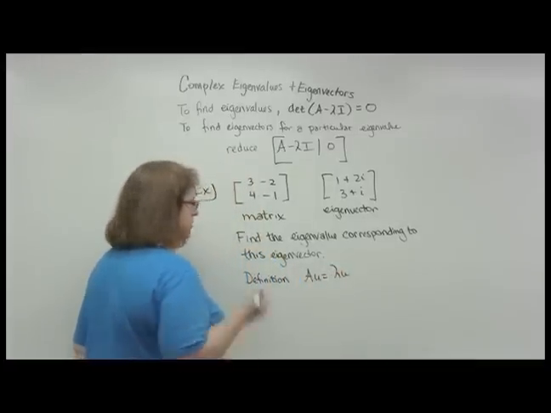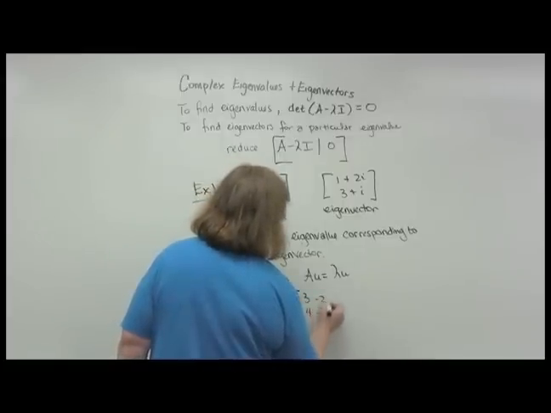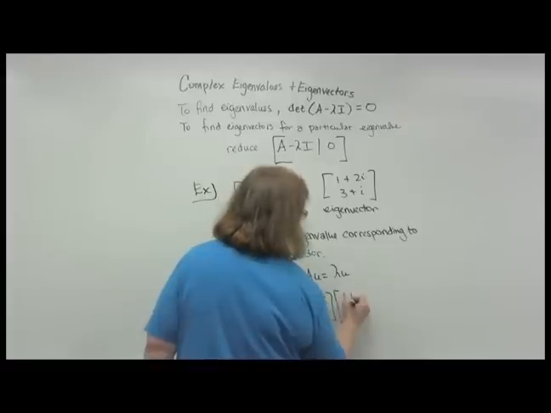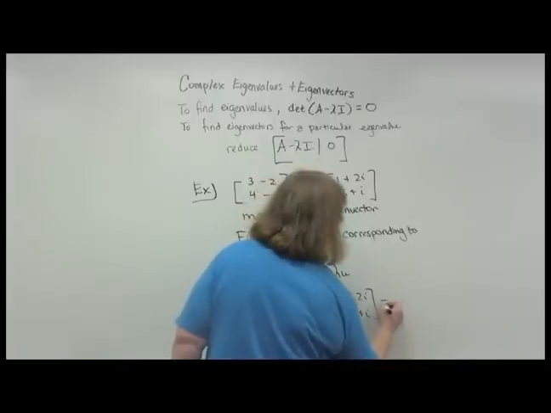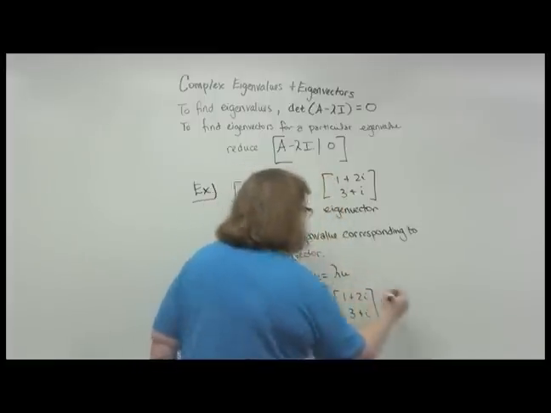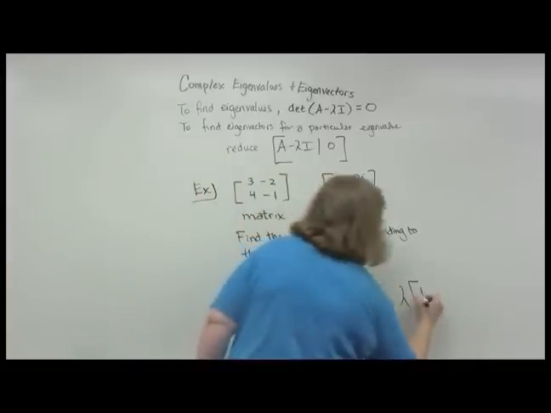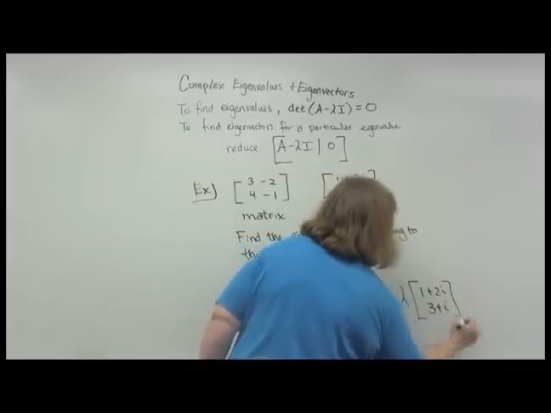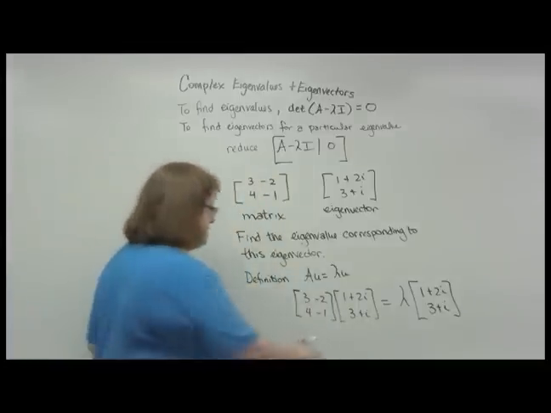AU equals lambda U. The A we're talking about is 3, -2, 4, -1. The U is this eigenvector. And my question is, what would lambda have to be to make that work? Okay, well, let's work it out and see.